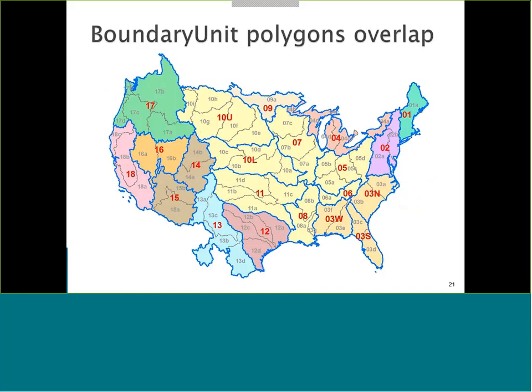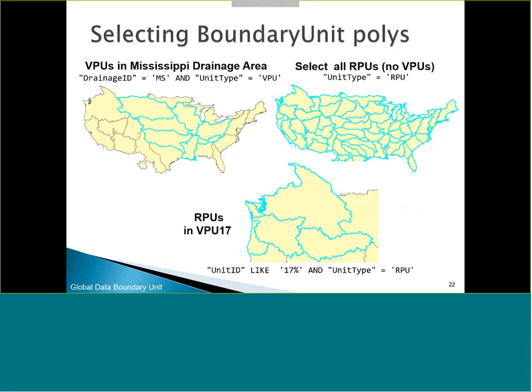So this is how it looks. The boundary unit shapefile includes the overlapping VPU and RPU boundaries, but you can do a query. There's an SQL expression you can apply to display certain VPUs or RPUs, and you can see how the underlying RPUs can be displayed. The top left example shows how to display all the VPU boundaries within the Mississippi, for example. And the top right example can be used to display all the RPU units across the country. And finally, the last query shows you all the RPUs within VPU 17, or Hydro Region 17, the Pacific Northwest.